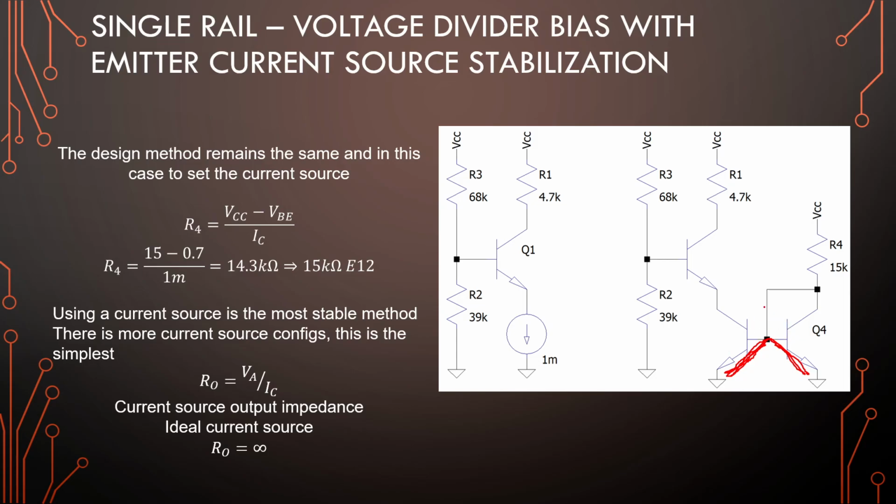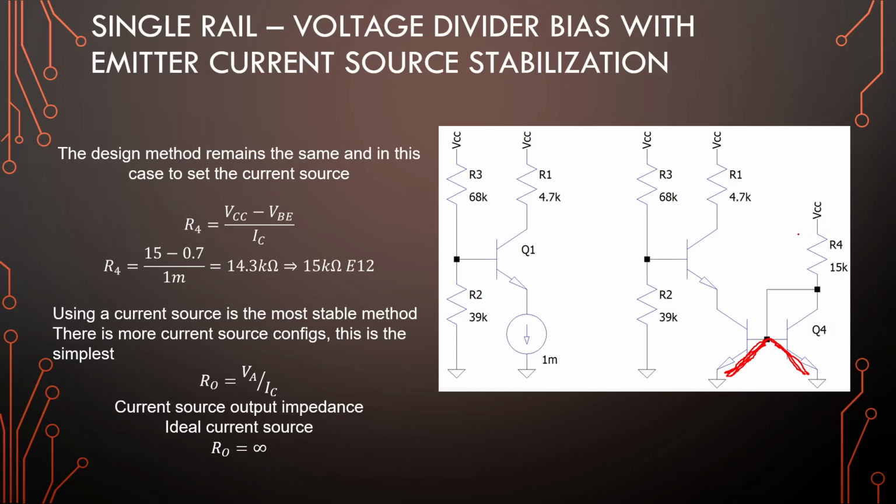The setup to get the current flowing is quite simple. You diode connect the transistor. So this transistor will always be in an on state, because VCE will always be equal to VBE. So this transistor is always active.